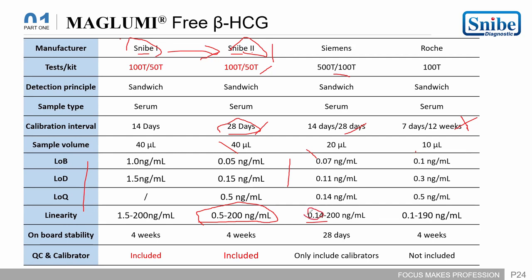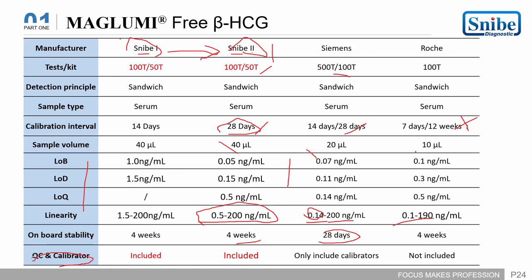You can see here, as compared to the linearity, we have equally good linearity with Siemens and the other competitors in the market. The other edge is that our reagent onboard stability is equally good, and along with that, we have an edge in the calibrators and QC.